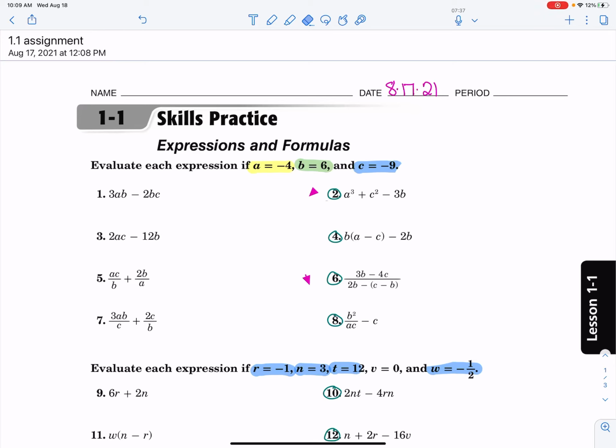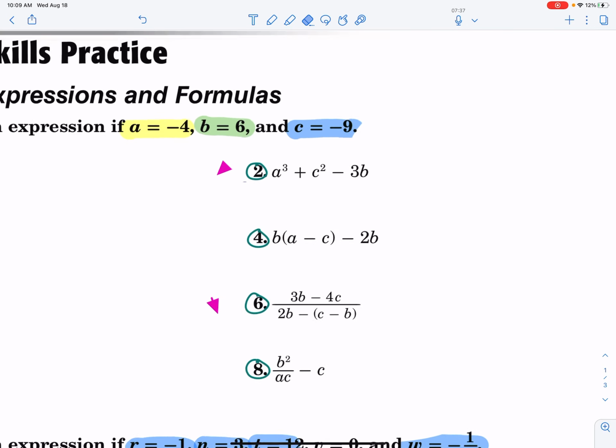Hi all, I'm going to go ahead and complete a few of the problems on the independent practice from August 17th. So let's go ahead and get started with number 2. Now with this one here, we are using substitution.